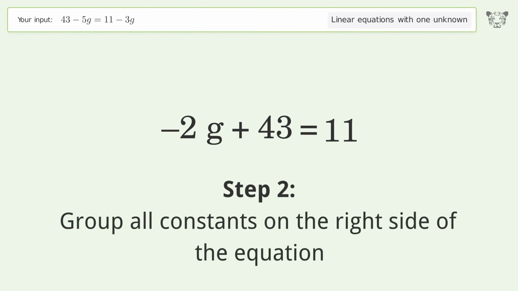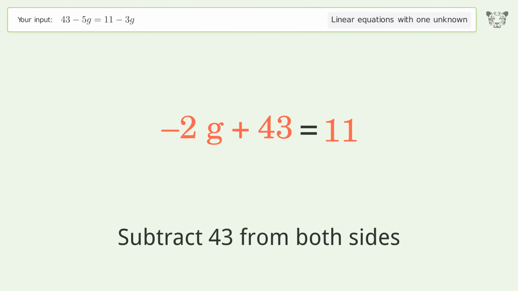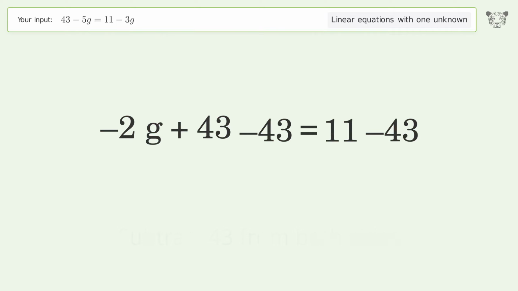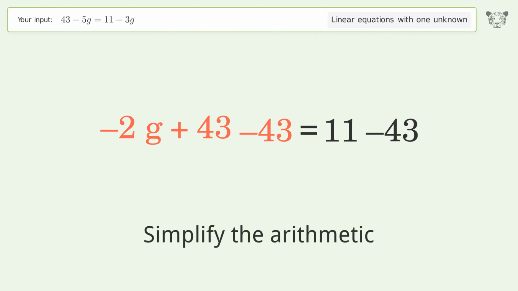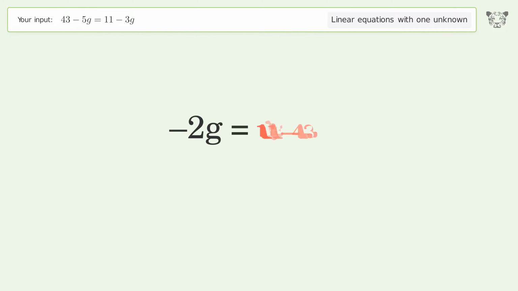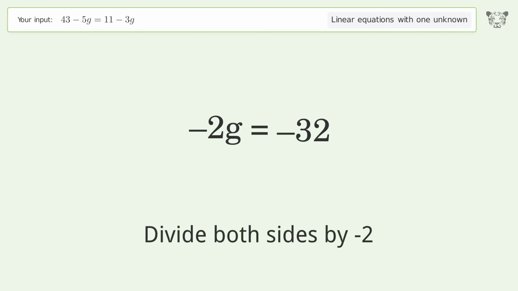Group all constants on the right side of the equation. Subtract 43 from both sides. Simplify the arithmetic. Isolate the g. Divide both sides by -2.